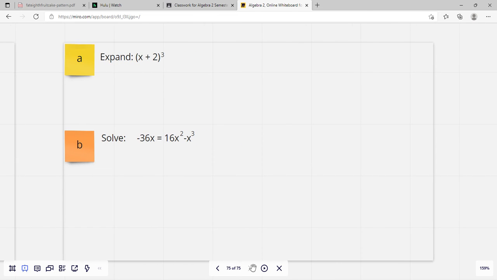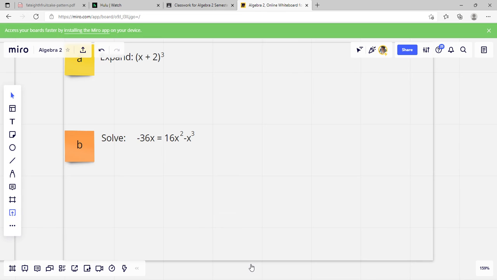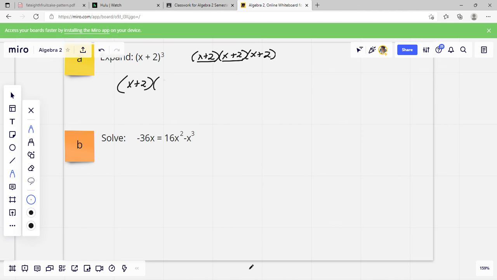All right, so this first one asks us to expand, and it's a cube right there, so it's x plus 2. So we need to do x plus 2 three times. We're going to start by multiplying two of them together. So x plus 2 times x plus 2, and we're going to get x times x is x squared. x times 2 would be 2x. 2 times x would be another 2x. And then 2 times 2 is 4.